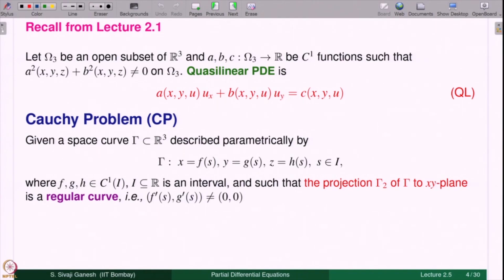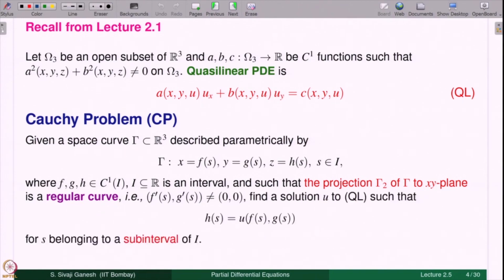but before that we need to assume something more, that is the projection gamma 2 of the space curve gamma to R2, the xy plane, is what is called a regular curve. What it means is (f', g') is not (0,0) at each of the points of gamma 2, and we require that z equal to h(s) must be given as u(x,y), that is what we expect. So, u(f(s), g(s)) should be equal to h(s).